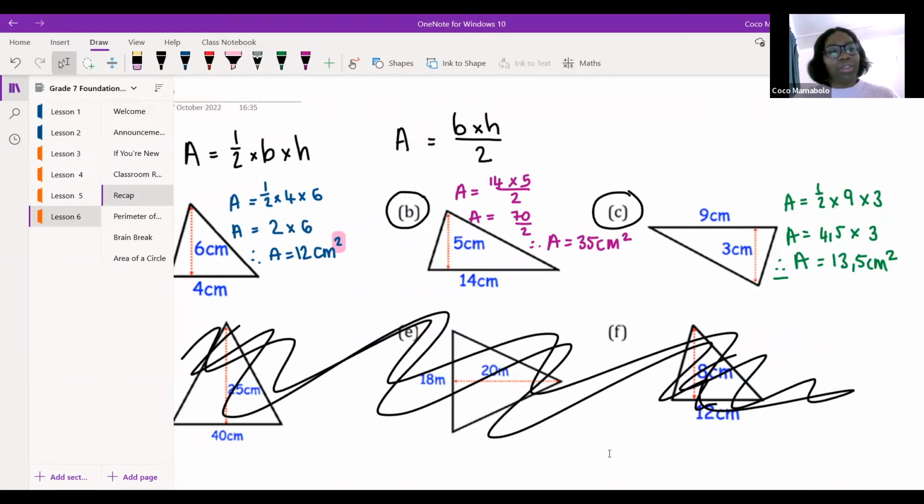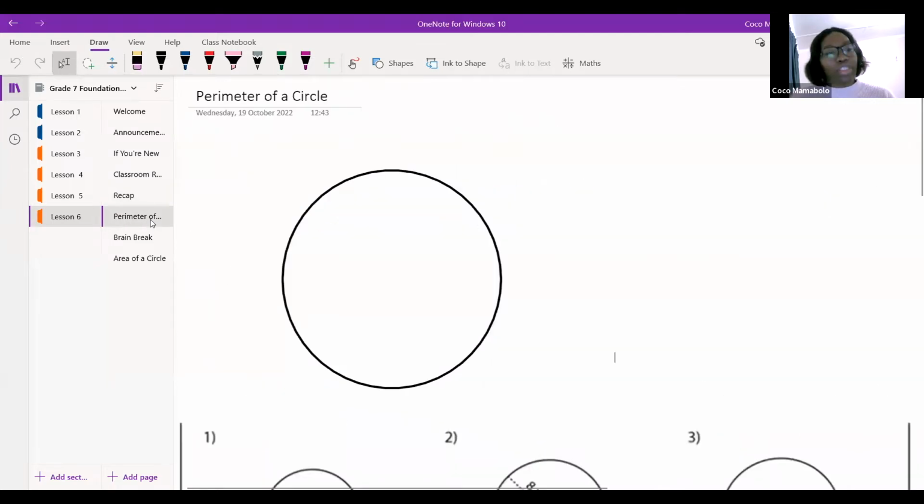Excellent, excellent, Landile. Now, if you are sort of kind of getting it and you need more practice, we did a ton of these on Monday. So if you go and watch Monday's lesson, you're going to get way more of these than what we're going to do now, because this is just a recap and we're going to move on, because today we are going to be learning the perimeter of a circle.